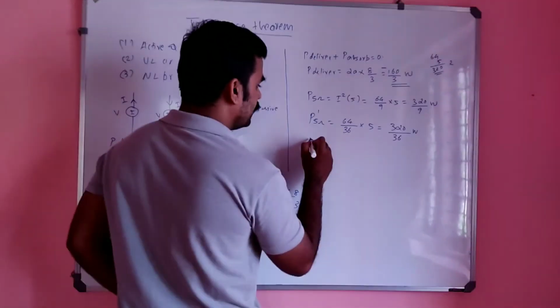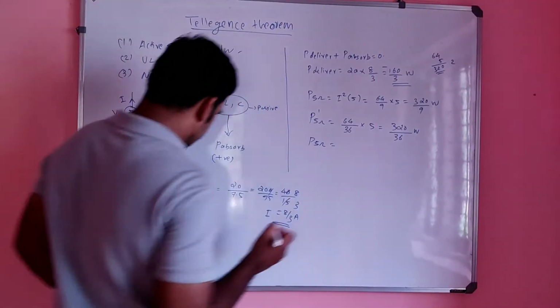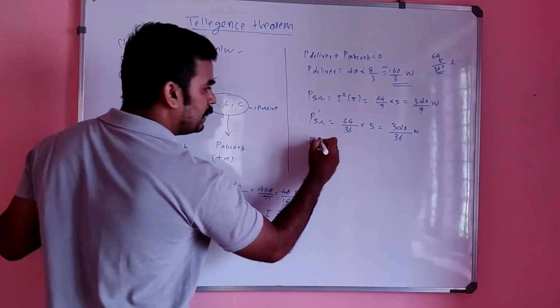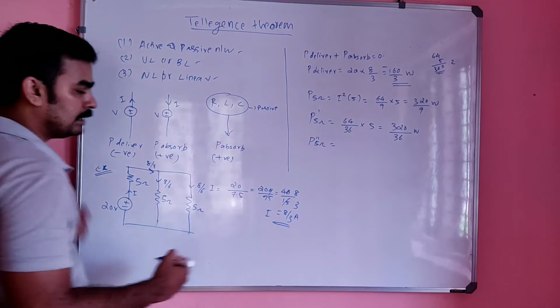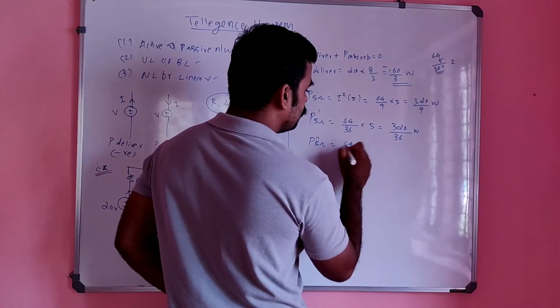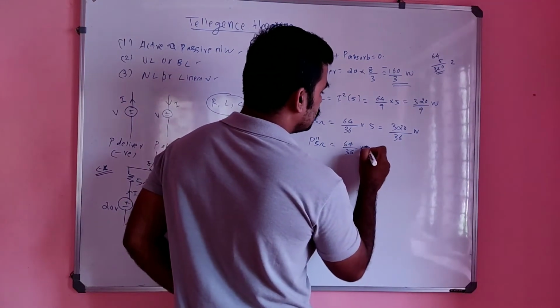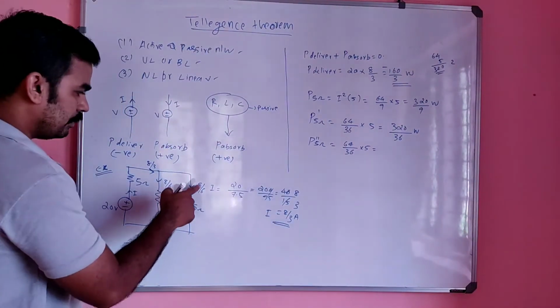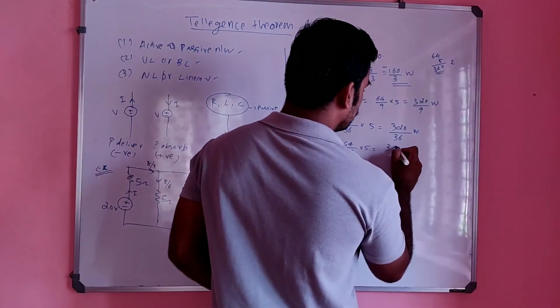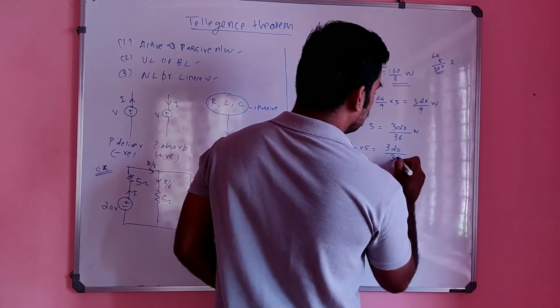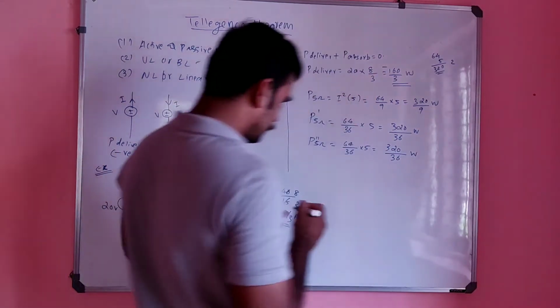And what is the power across this another 5 ohm? That will be P double dash. Again it is 64 divided by 36 into 5, so it will be the same: 320 divided by 36 watt.